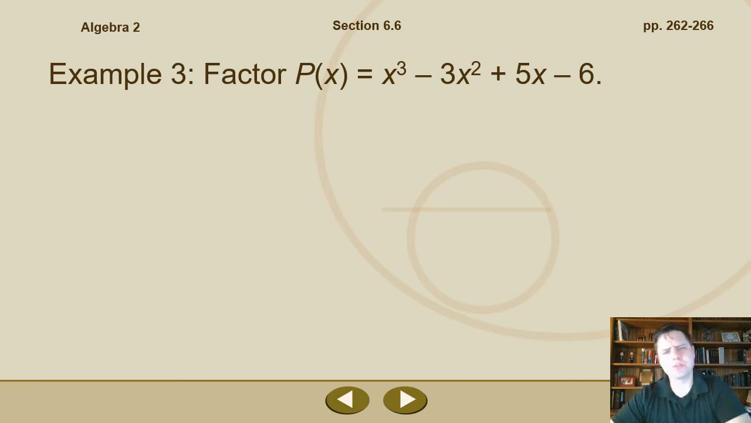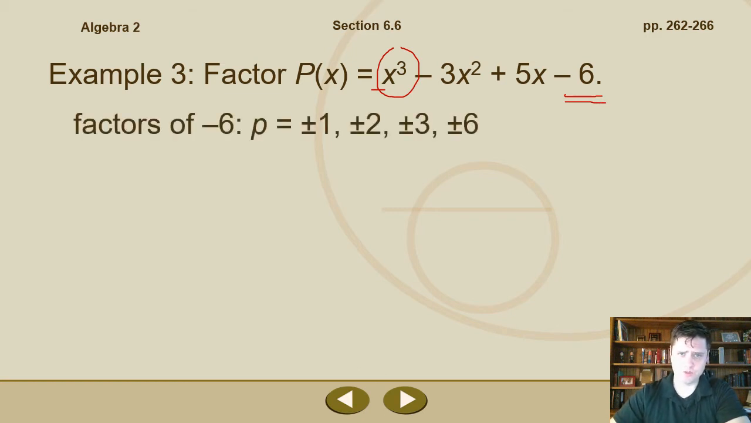So let's look at example 3. It says factor p of x equals x cubed minus 3x squared plus 5x minus 6. So the p and q are the coefficients that are found in front of this x, the leading term in the polynomial, and then the last term in the polynomial, the constant.